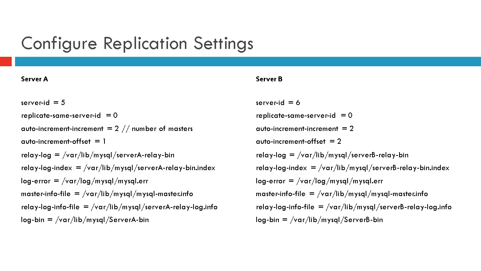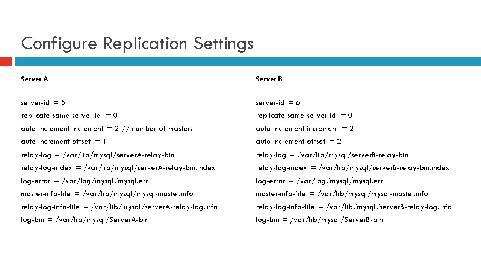The next option is the auto increment. This variable controls the interval between the successive column values. Notice that we have the auto increment set to 2 in this case, which is also the number of masters. It is recommended that you set this to the number of masters. So if we have n number of masters in the replication group, then you would set this to n.